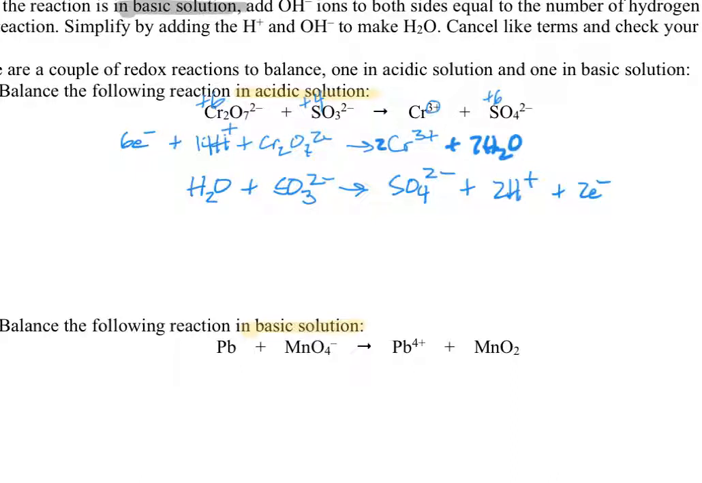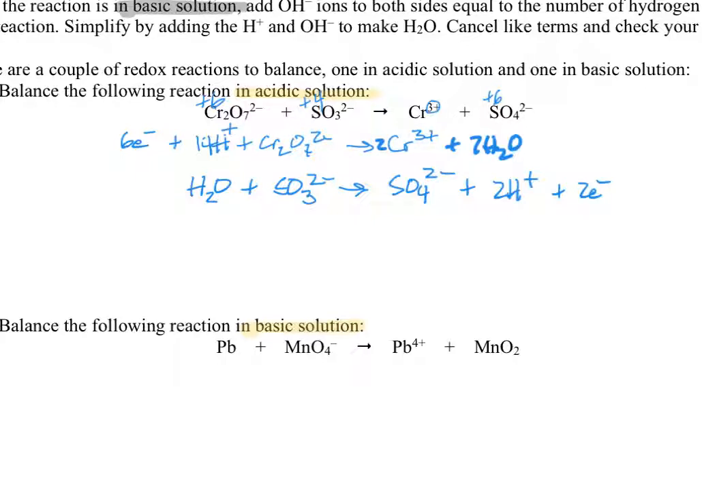Okay, great. So now my next step is to equalize the number of electrons between the 2 half reactions. All right, so I have 6 electrons involved in the reduction, 2 electrons involved in the oxidation. So what I'm going to need to do is multiply everything in the oxidation by 3. So I'm going to go ahead and do that, and I'll do it by writing in red here.